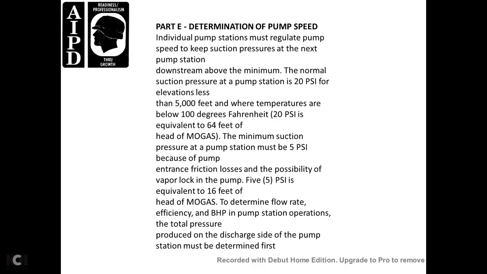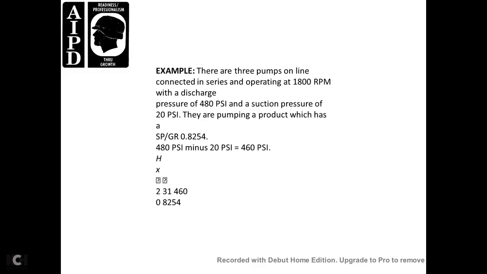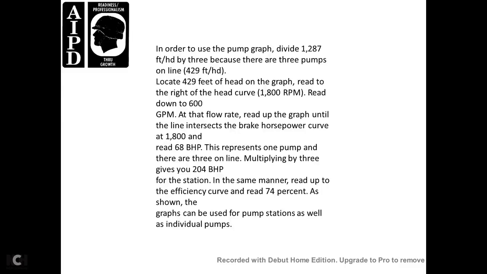To determine the flow rate, efficiency, and brake horsepower in pump station operation, use the total pressure procedure. The discharge side of the pump station must determine the phase. The pumps are lined up in series operation at 1800 RPM with a discharge pressure of 480 psi and a suction pressure of 20 psi, pumping a fluid with a specific gravity of 0.825. 480 psi minus 20 psi is 460 psi, times 2.31, divided by 0.8254.